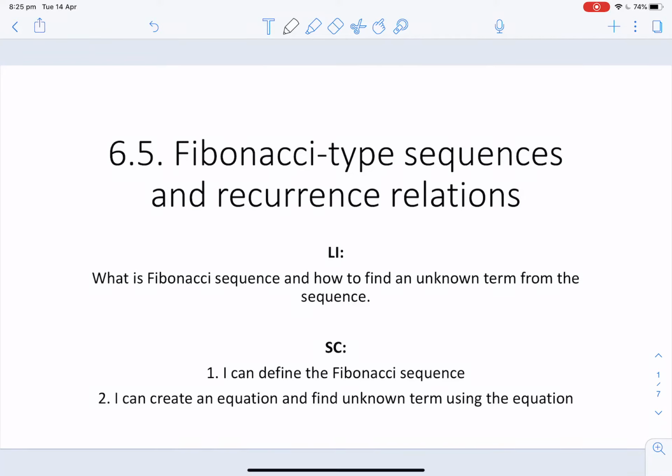So moving on to 6.5 Fibonacci type sequences and recurrence relations. Our learning intention: what is the Fibonacci sequence and how to find an unknown term from the sequence. Success criteria: I can define the Fibonacci sequence, and I can create an equation and find an unknown term using the equation.